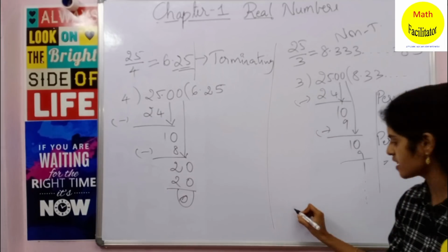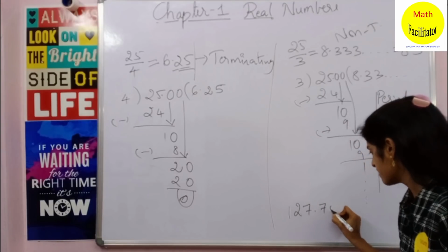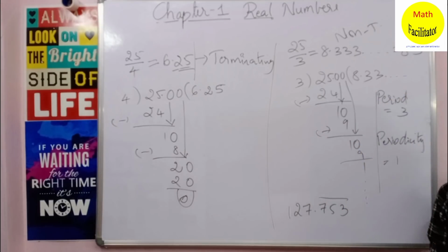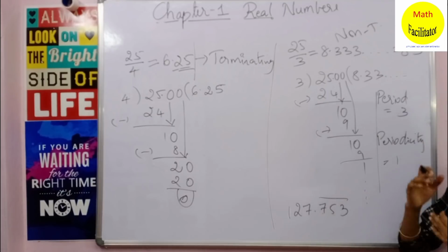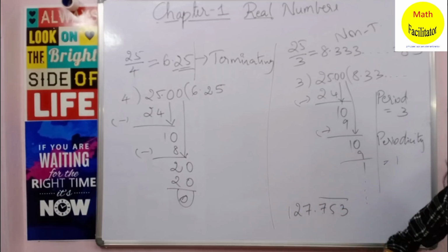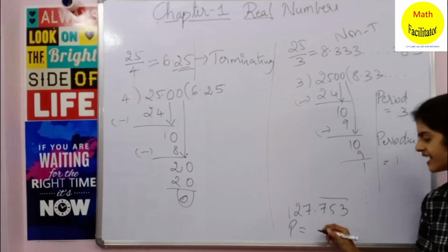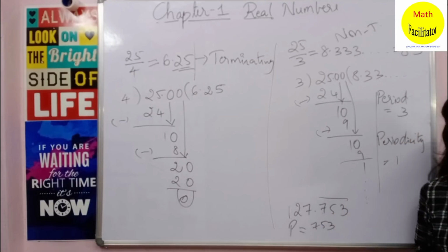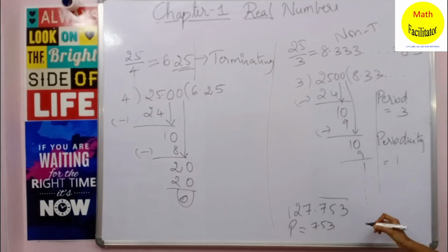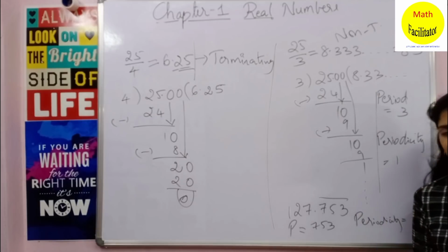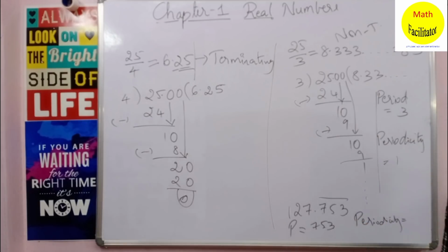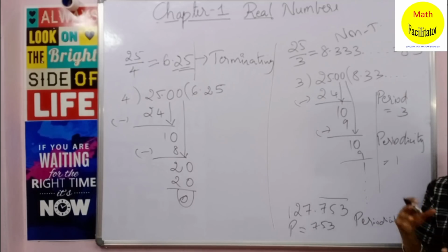Now let us take another example. Suppose 127.753 bar. Now the bar is over 753, which means all the 3 digits are repeating in the same order. Yes, 753, 753, 753 and so on. So let me find the period in this case. Here what are the digits which are repeating? 753 are the digits which are repeating. So period is 753. Now what is periodicity? How many digits are repeating here? 1, 2, 3. 3 digits are repeating. So periodicity is 3.